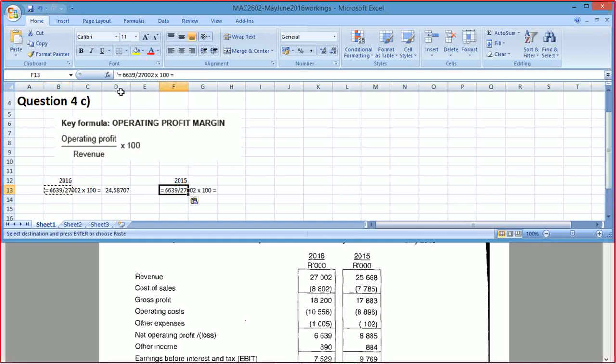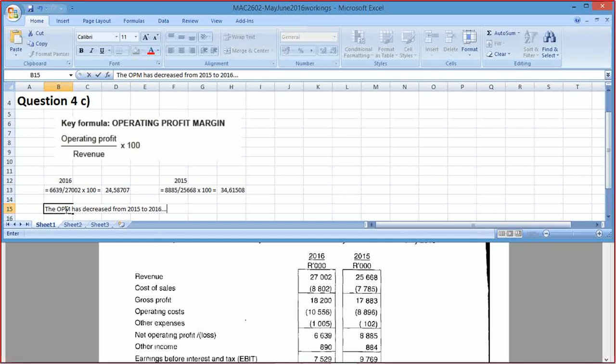Okay, check it again, and then we've got 2015. 2015's formula is operating profit 8885 divided by 25668. Okay, I get 34.61 there. Right, we need to talk about increase or decrease. So what happened? The operating profit margin has decreased from 2015 to 2016. This is bad. Well, this is negative.